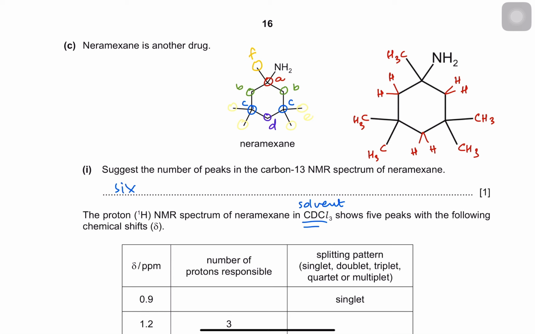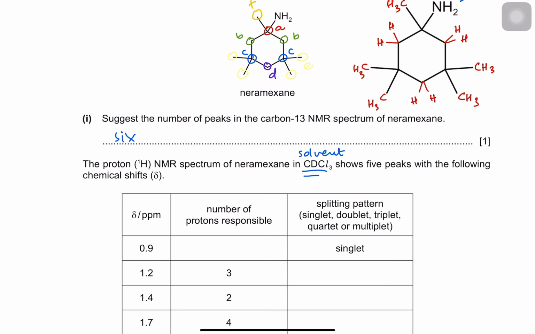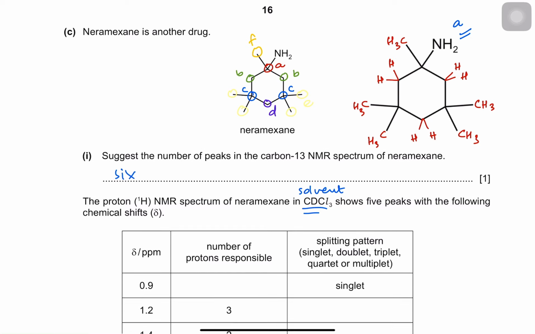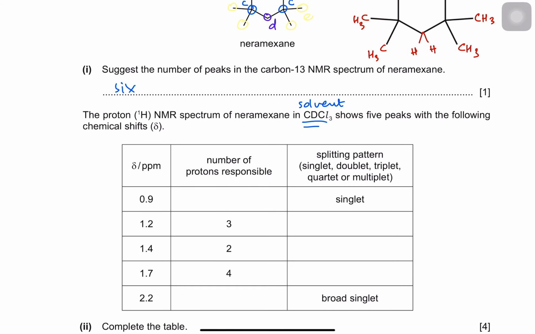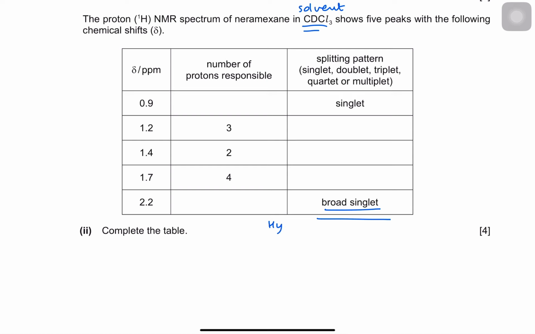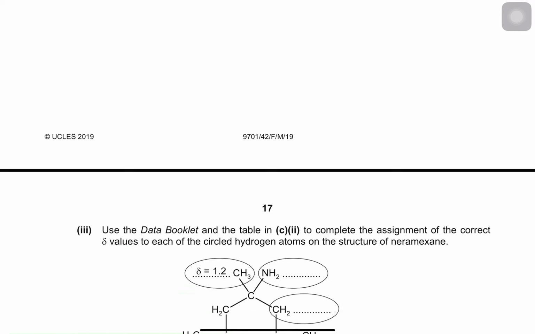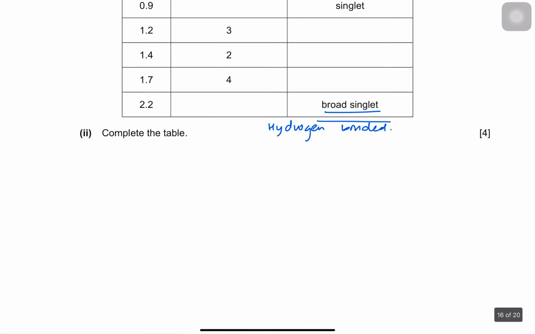They are mentioning 5 different peaks. So we get one peak over here, and obviously NH2 will always make a singlet. So you get a singlet here as a broad singlet. NH2 is a hydrogen bonded group, so you get a singlet because of this. Complete the table. Okay, we have to complete the table only.